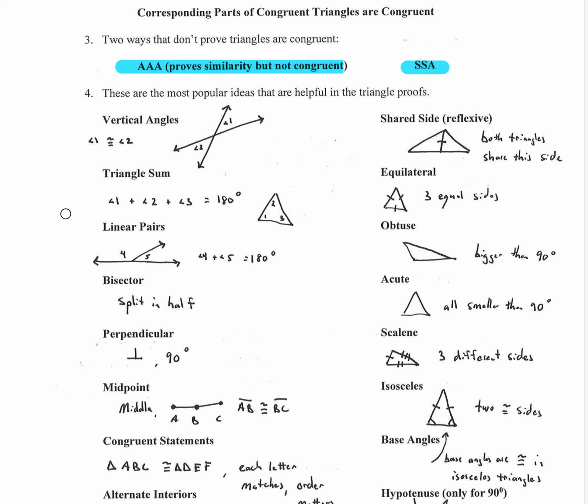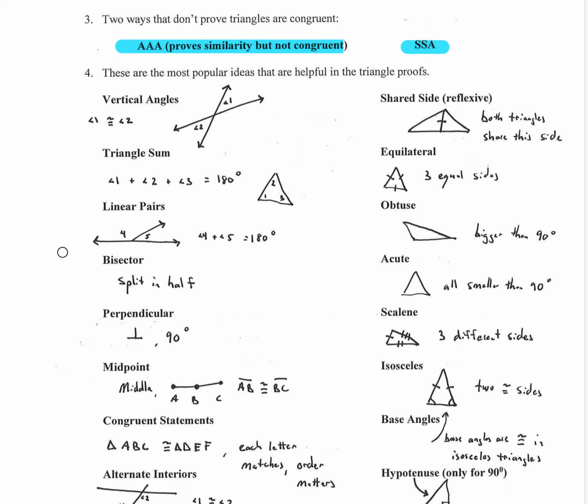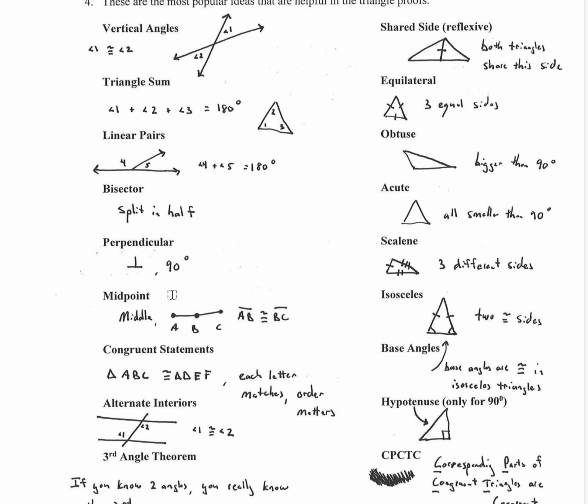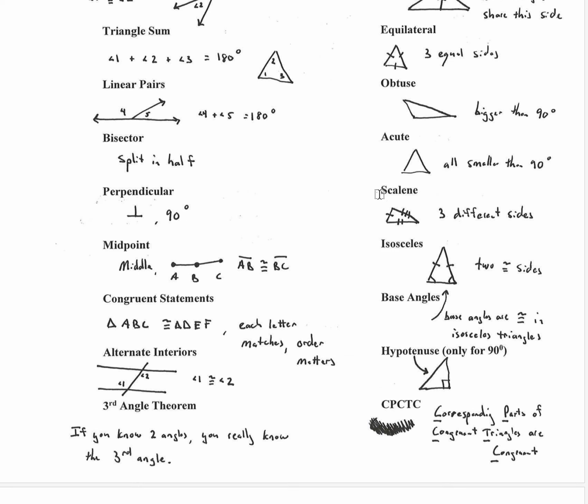Down here is a whole bunch of ideas that you're going to use within triangle proofs. Certainly, you're going to get vertical angles, and you know vertical angles are congruent. And why? Well, you just say vertical angles. You're going to get shared sides. You're going to use a linear pair. You're going to use bisector or perpendicular or a midpoint. These things are going to pop up within the triangle proofs.